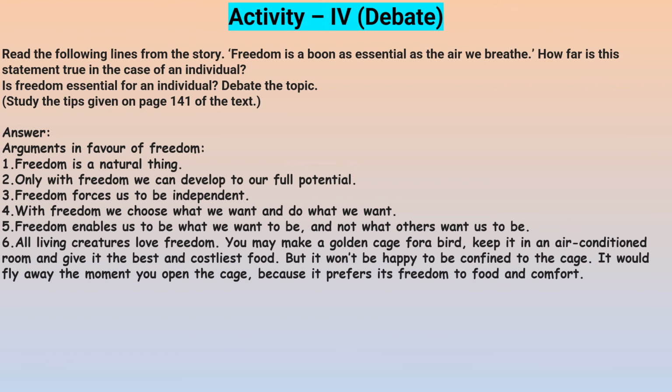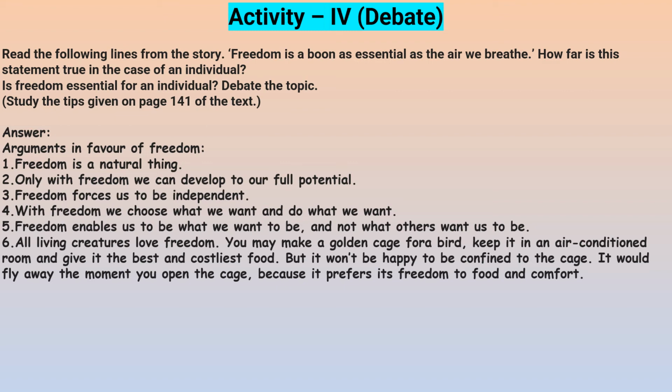Activity for debate. There is a topic, with two groups debating for the topic and against the topic. Let us see what is the topic. Read the following lines from the story. Freedom is a boon as essential as the air we breathe. So this is the line taken from the story. How far is this statement true in the case of an individual? Please, very important, take note of this. Is freedom essential for an individual?